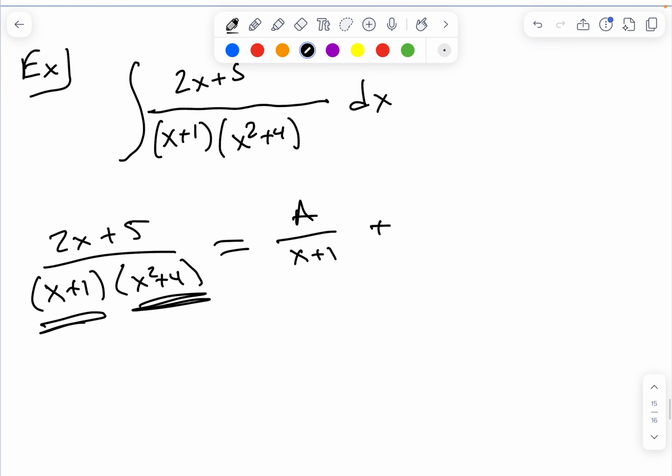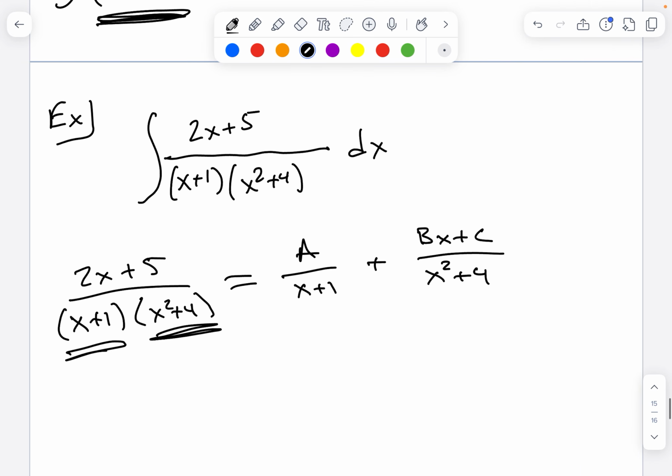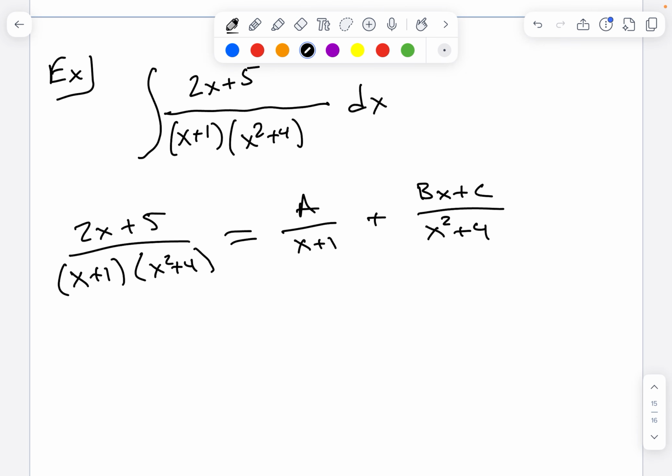So we get A over x plus 1 plus Bx plus C over x squared plus 4. So that's where we stand, and those are our two simplified fractions. Now that we have it in this form, all we've got to do is solve for our unknowns, in this case our A, B, and C.